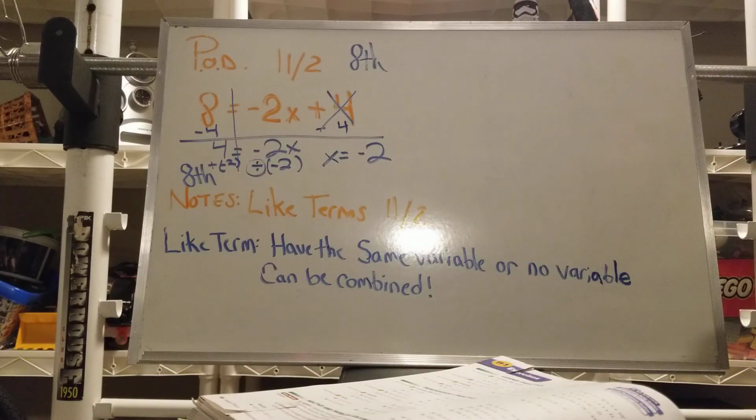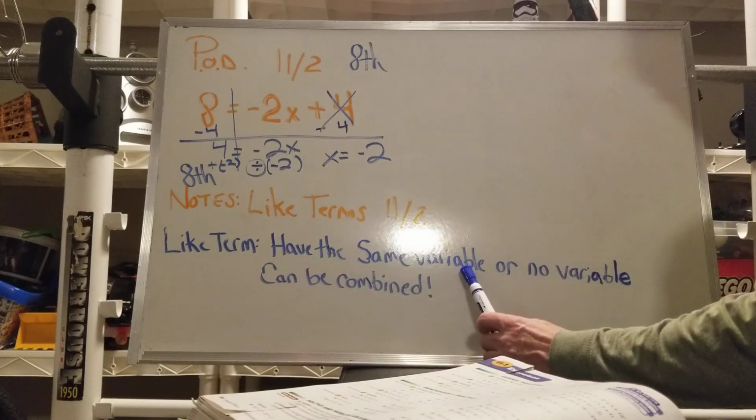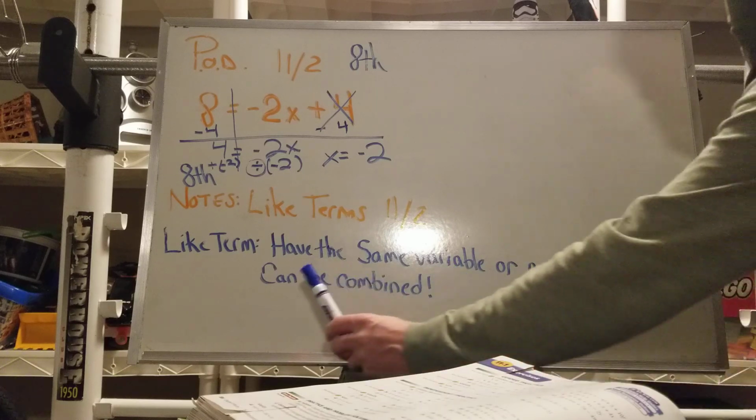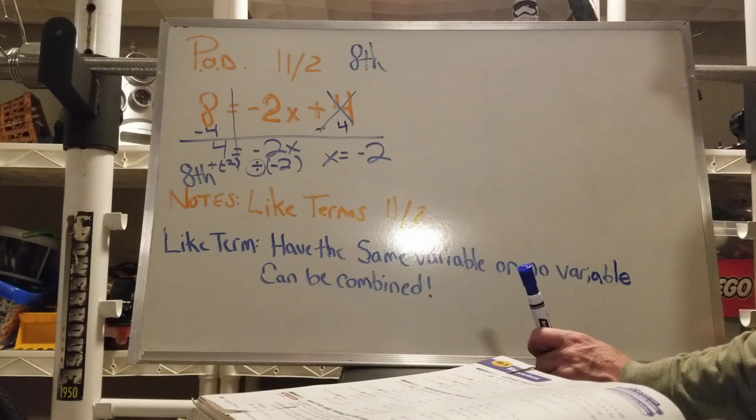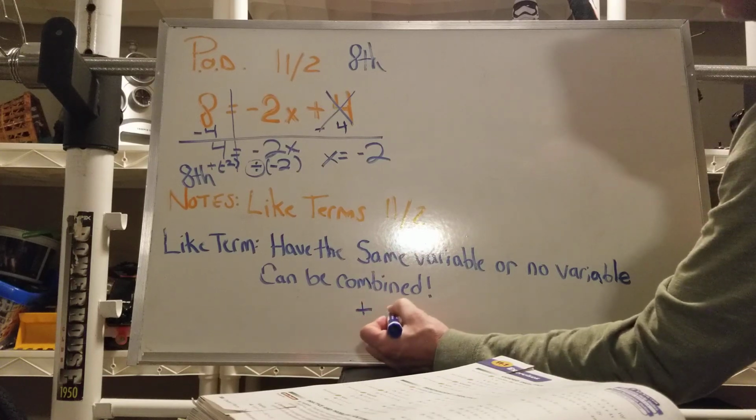All right, so today we did some like term stuff in 7th grade. But we're going to do some more of it because we're going to combine like terms into our equations eventually. But today we're just going to talk about like terms. And a like term is when they have the same variable or no variable at all. And like terms can be combined. So being combined means that you can add or subtract them.